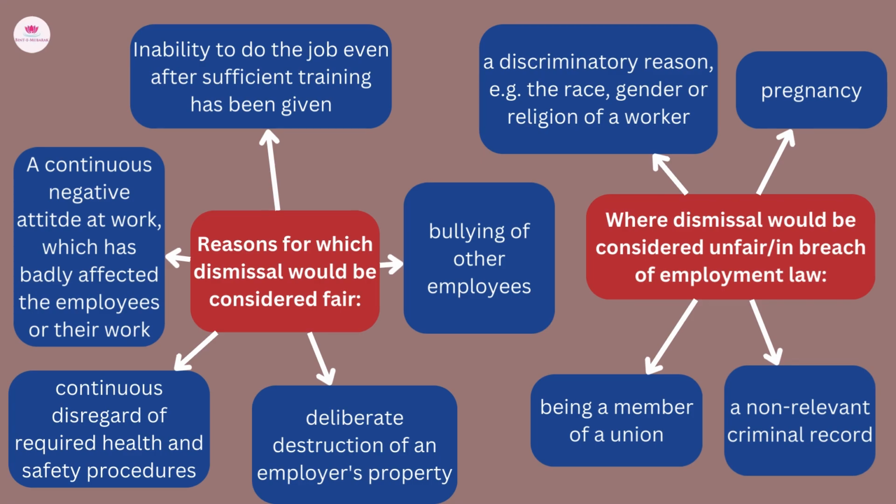continuous disregard of required health and safety procedures, deliberate destruction of an employer's property, and bullying of other employees. Where dismissal will be considered unfair or in breach of employment law: pregnancy, a discriminatory reason, for example, the race, gender, or religion of a worker, being a member of a union, a non-relevant criminal record.